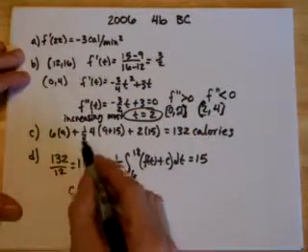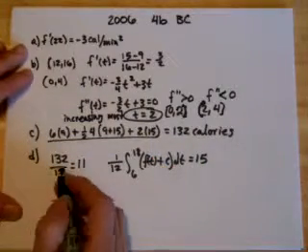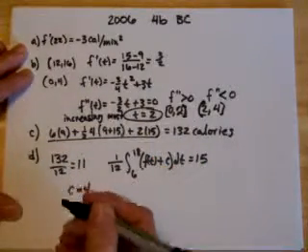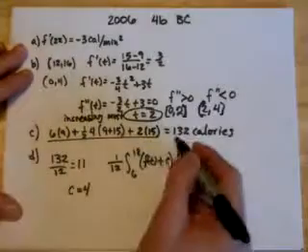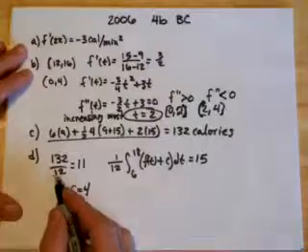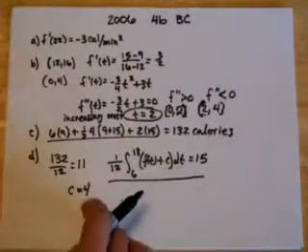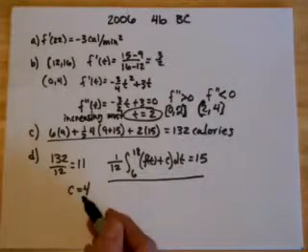C is worth 2 points, one for the method of finding all those areas of triangles and trapezoids and rectangles or whatnot, and 1 for getting 132 calories. For D, 1 for the setup, and 1 for getting that c is equal to 4.